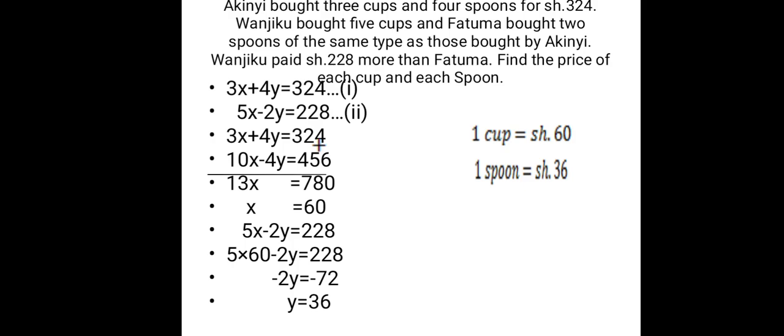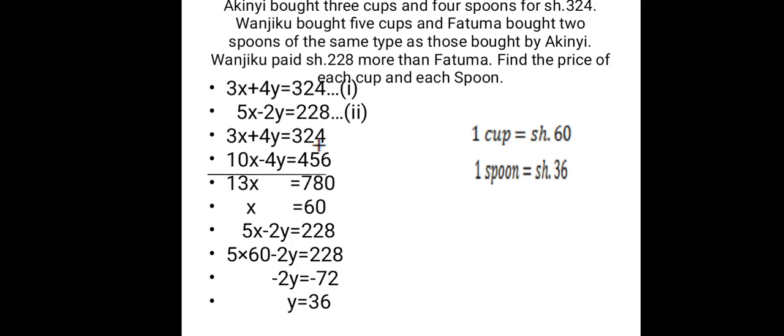Then we add the equations to eliminate y, because y is negative. The only way you can eliminate it is by adding. If we add 3x plus 10x, we get 13x. If you add 4y plus negative 4y, we get nothing. And then we add 324 plus 456, we get 780. Now we solve for x. 13 goes into 780 60 times, so x is 60.